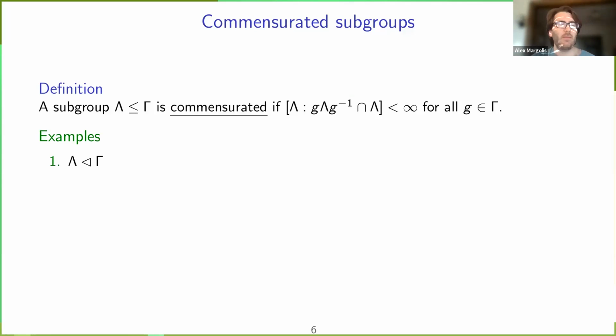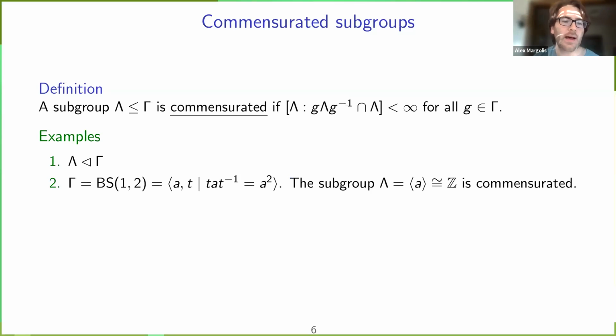So let's see some examples of this. So firstly, if lambda is actually a normal subgroup, then it's going to be commensurated. Why is that? Because if you take any conjugate of lambda, it's actually equal to lambda, and so clearly it has finite index in lambda.